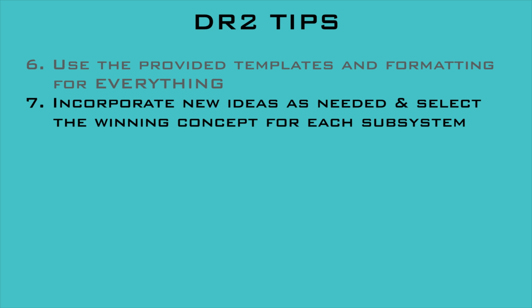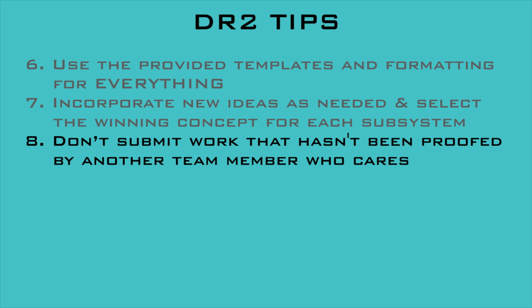Tip number 7 is to incorporate new ideas as they arise and select the winning concept for each subsystem. Understand that at this point it's common to incorporate new ideas into your evaluation matrices, so do not fear doing so. In addition, make sure your team selects the winning concept for each subsystem and subsequently combines those ideas into the final design.